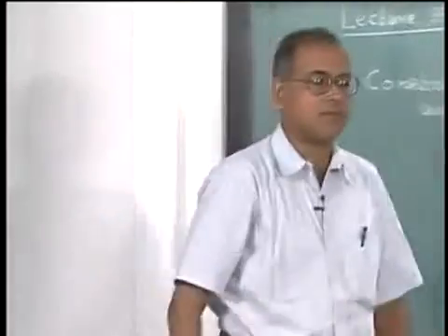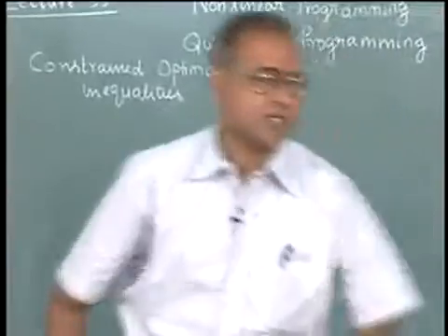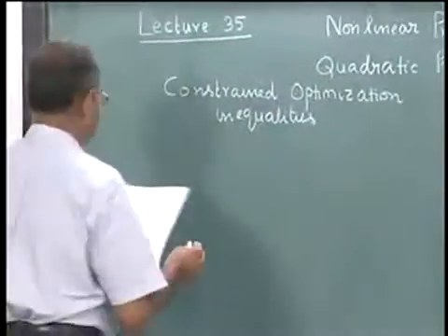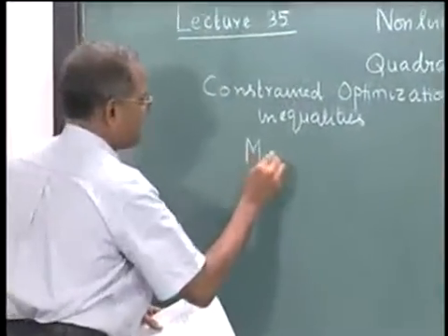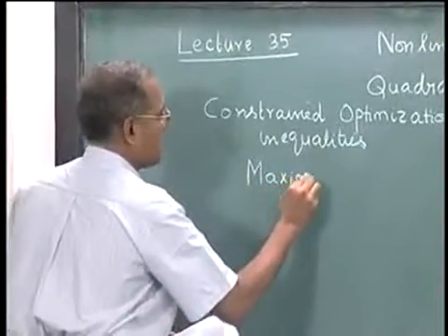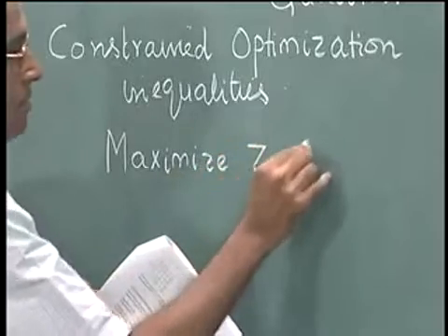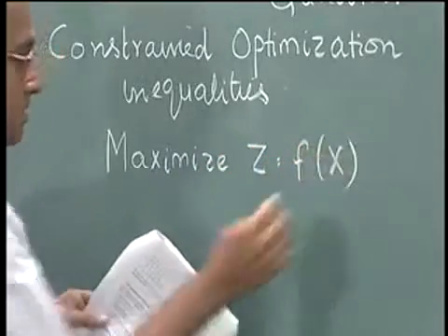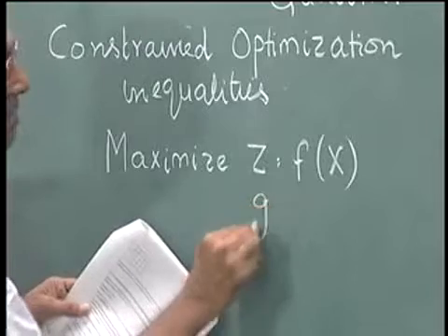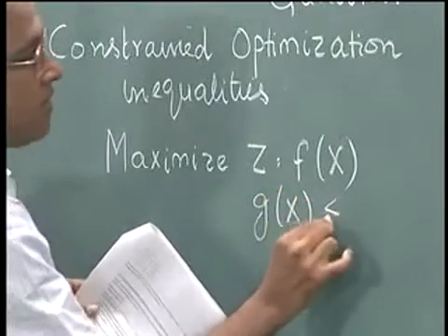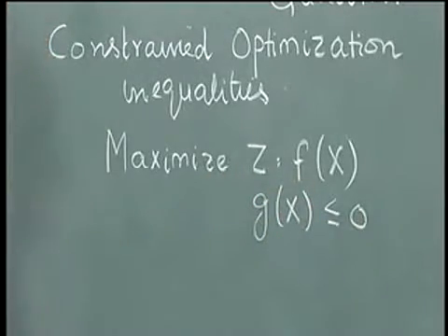as constraints. So the constrained optimization problem with inequalities would be of the form maximize z equal to f of x subject to g of x less than or equal to 0.